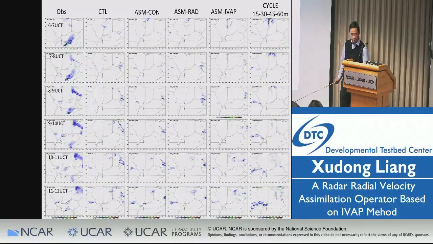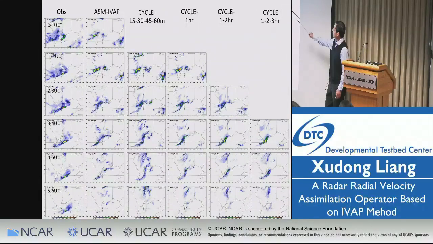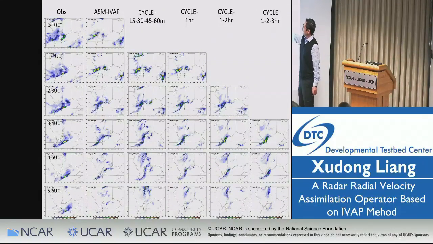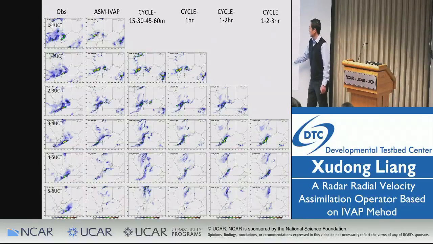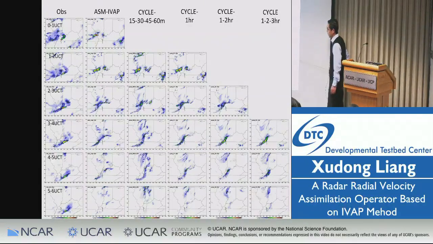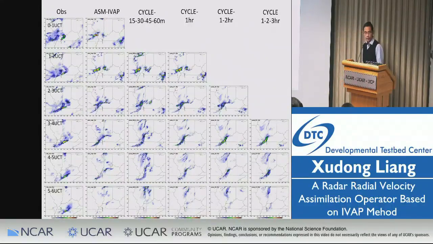So for the other experiments, we use the 1 hour cycle. We have seen this result. With the 1 hour, 2 hour, 3 hour cycle to the forecast, we can say that we can further capture this pattern. It's better, but it also misses in the long time forecast. So anyway, this primary result is also very encouraging for us. When we assimilate more radar data, it really gives some improvement.